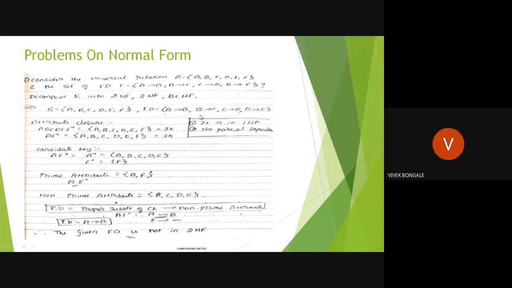So next, B determines C, right? So C is there. With the help of B, I want to determine C. Then I can determine B with the help of A, which means I can determine C with the help of A because of transitive dependency. So I don't need this B also. So B and C both I am going to discard.